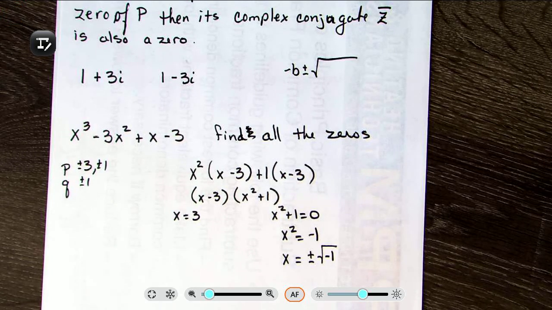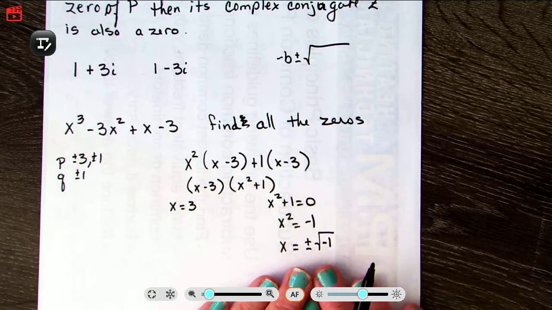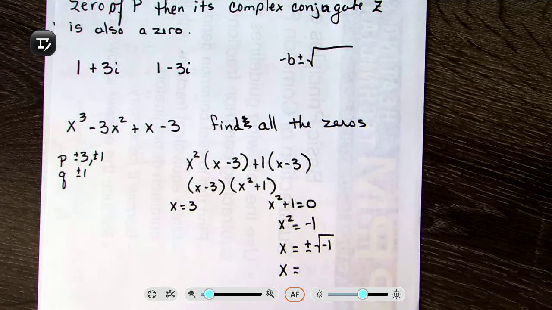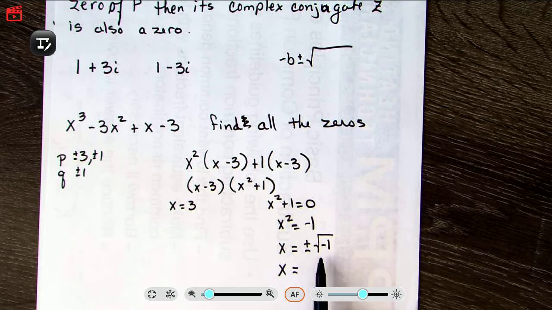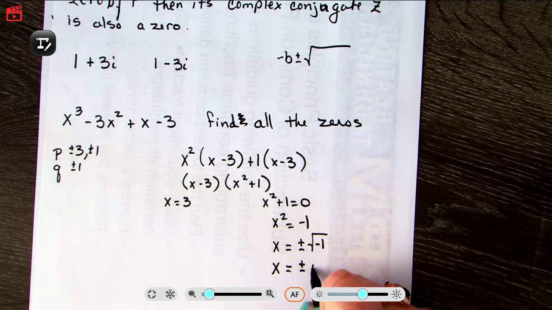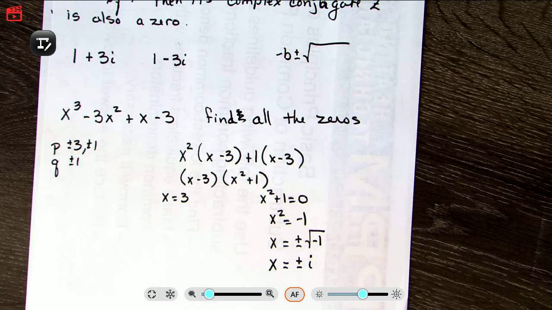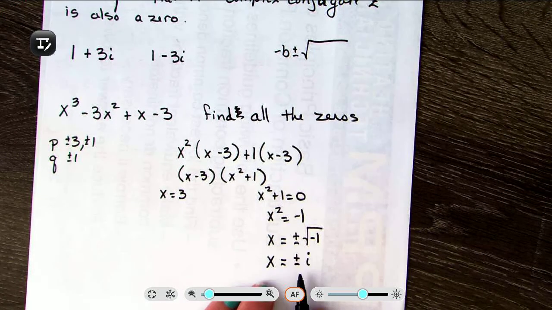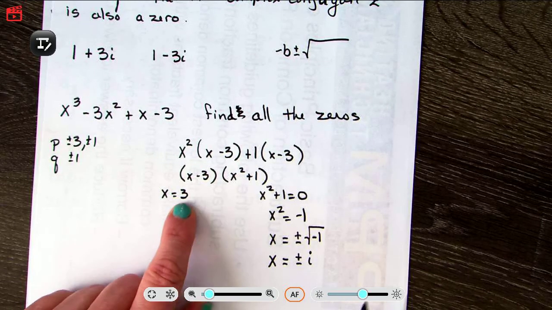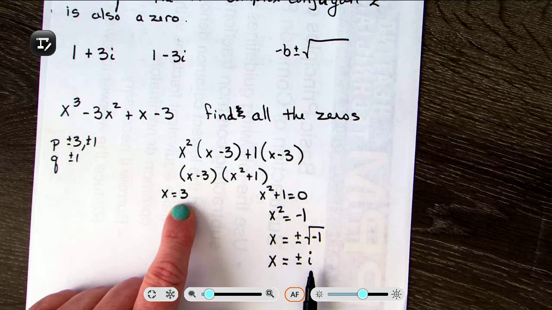Now if we were looking for just real zeros, this would not give me any real zeros. But in the complex world, which is a little bit bigger than the real world, we know what the square root of -1 is. And we have defined the square root of -1 to be simply i. So here are my 2 complex zeros and my 1 real zero. So there's my 3 zeros.